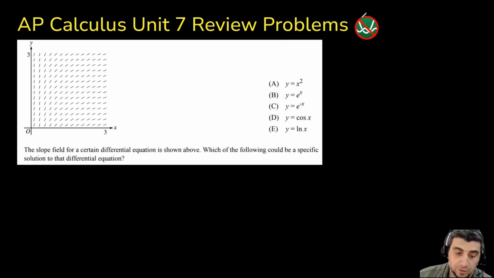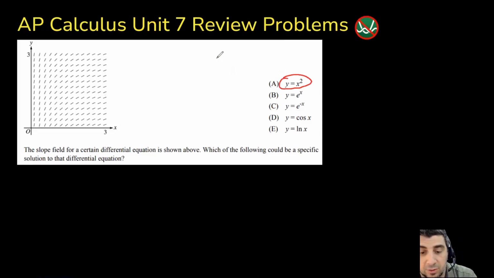So the slope field for a certain differential equation is shown above. Which of the following could be a specific solution to that differential equation? So if we look at these different equations here, what we have to do is see which one follows the general pattern of the slope field. So if you look at the first equation, y equals x squared, that's going to have a parabolic shape, upward opening, which doesn't follow the pattern in the slope field.